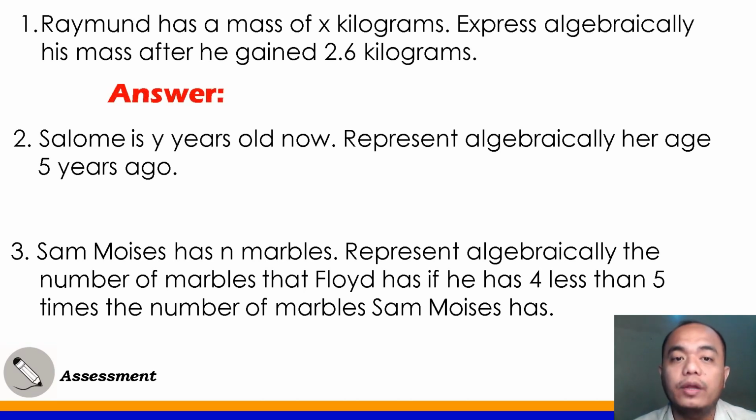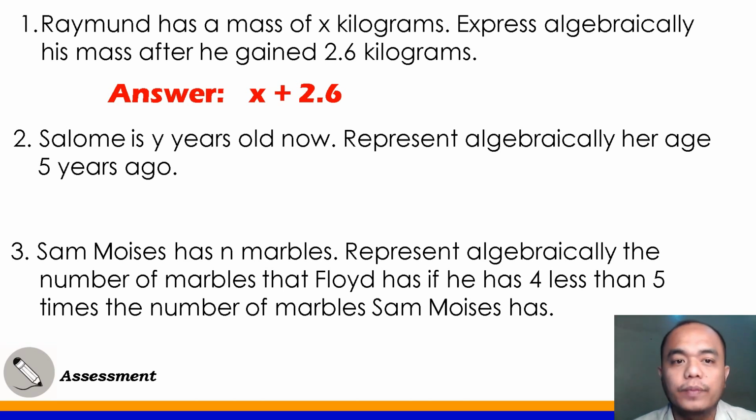Now, what variable are we going to use to represent the mass of Raymund? Yes, very good, x. Now, we use variable x. Now, what do we mean by if he gained 2.6 kilogram? What operation are we going to use to represent this word gained? Yes, that's addition. So, the final answer for number 1 is x plus 2.6. Okay, this represents the mass of Raymund after he gained 2.6 kilograms.